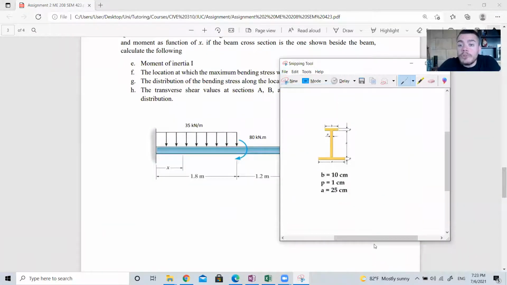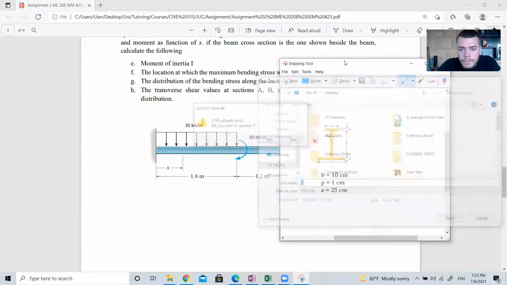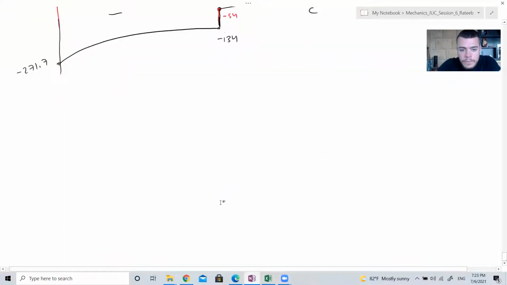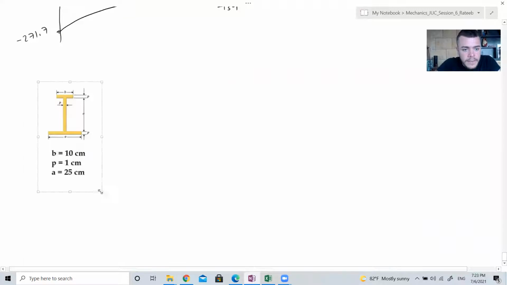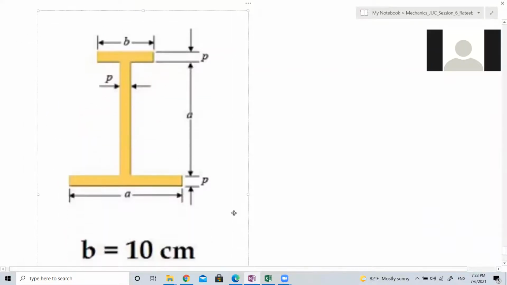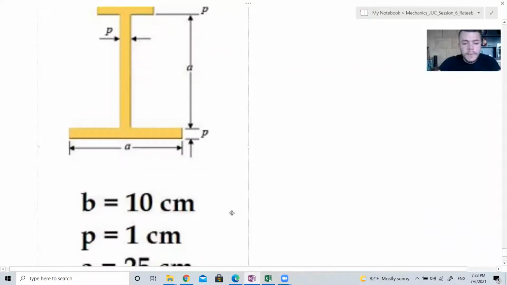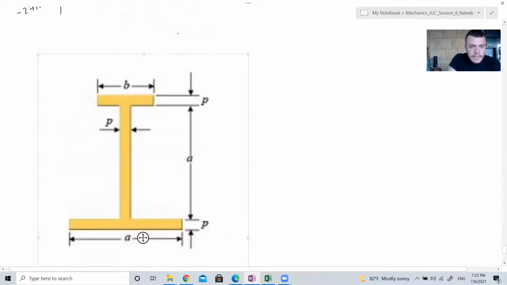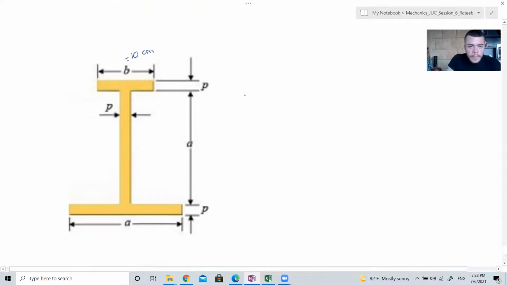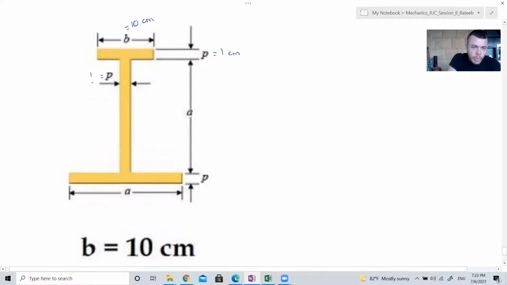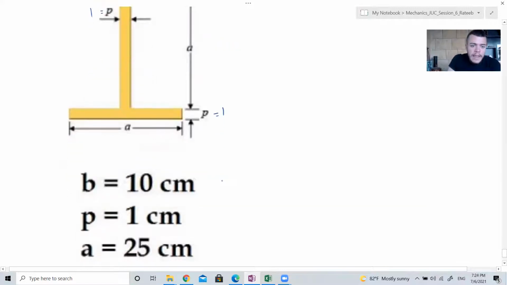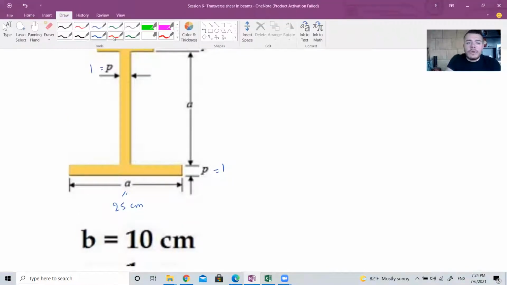هلا we need to find the moment of inertia. Part A، خلينا بس البارت الأول. Part B: عندك هون B is equal to 10 centimeter, P is equal to 1 centimeter and this is also 1 and this is also 1 and A is equal to 25. How do you find the moment of inertia? What's the first step?